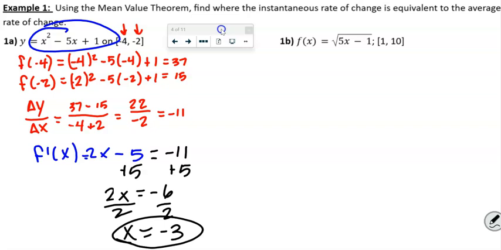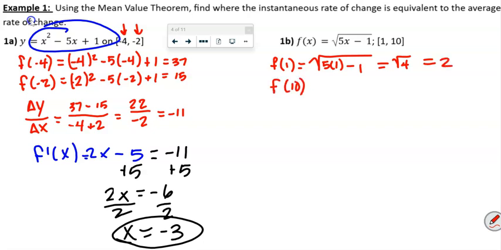All right, now the next one's a little tricky. Obviously, the first part's not, but the second part will be a little more tricky, okay? So here again, f of 1 is going to be equal to the square root of 5 times 1 minus 1, which would be 5 minus 1, which is equal to the square root of 4, which would be equal to 2. And then f of 10 is going to be equal to the square root of 5 times 10, that's 50, minus 1, that's going to be the square root of 49. So this one's going to be equal to 7, okay?